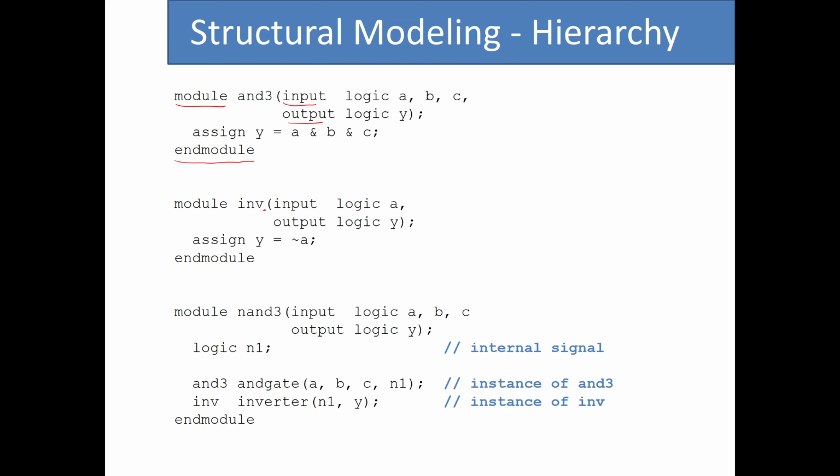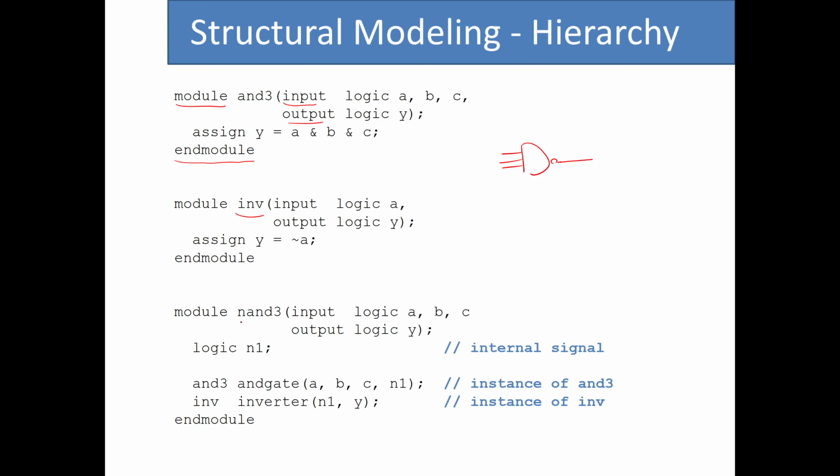We can have another module for calculating the inverse of a logic variable. So for the inverse, we only have one input and one output, and y equals tilde a. So again, we have module and endmodule. And then let's just define a 3-input NAND gate based on the two modules that we have defined before. So you know, a NAND gate is basically an AND gate followed by an inverter, right?